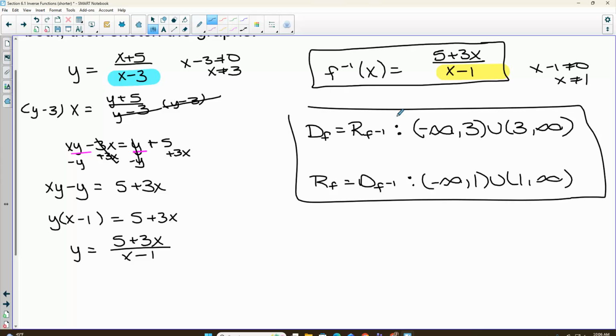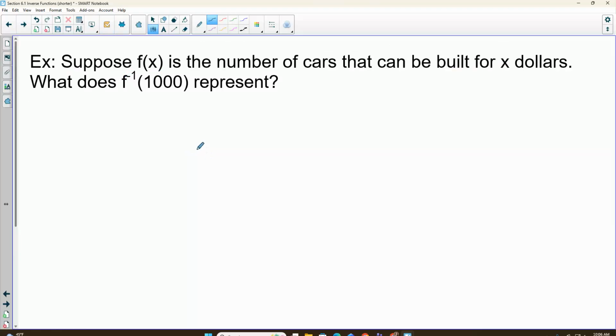Do we need more examples like this? So you guys know how to find an inverse. Okay. Last couple slides. These are just good thinking questions for us. Suppose f of x is the number of cars that can be built for x dollars. What does f inverse of 1,000 represent?